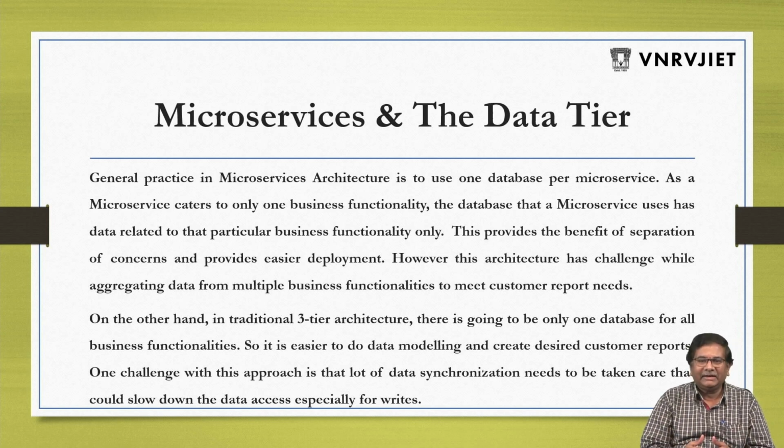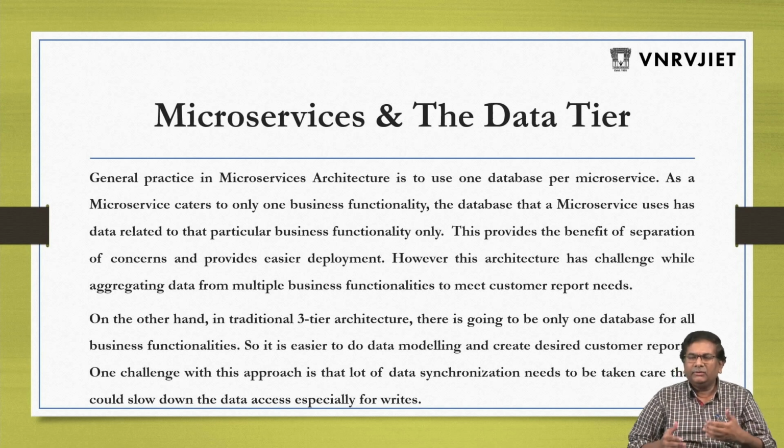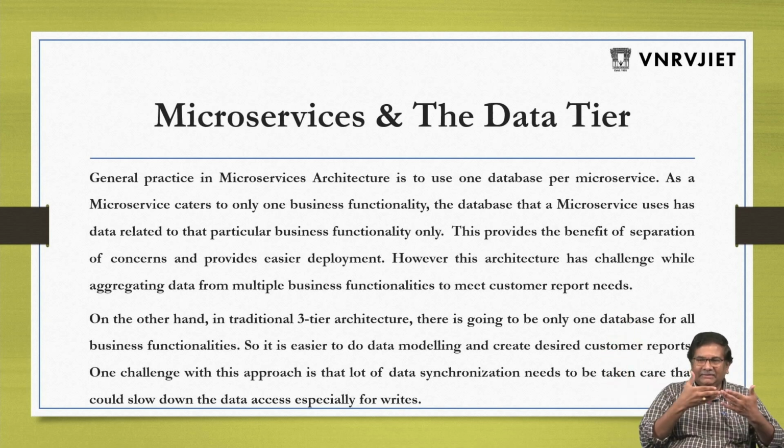This provides the benefit of separation of concerns and provides easier deployment. However, this architecture has a challenge while aggregating data from multiple business functionalities to meet customer report needs. Now you have business functionality A, business functionality B, business functionality C. Now the customer wants to see, and you store them in the database, all the data from A, B, C at one place.